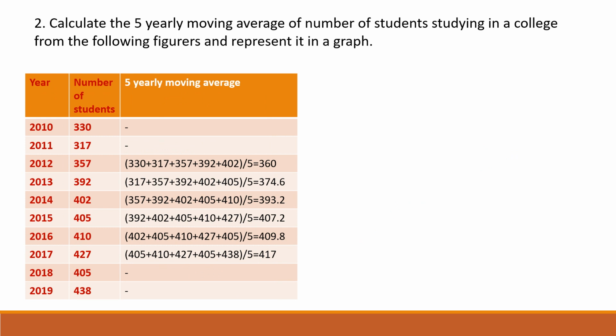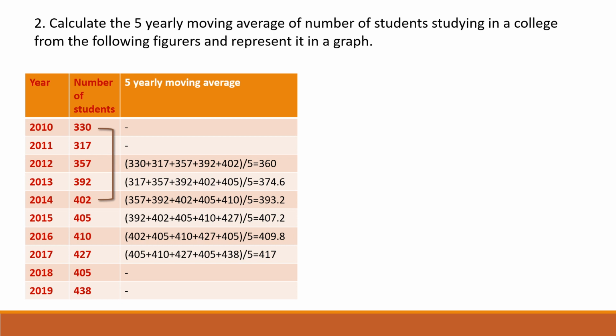Next problem is on the 5-yearly moving average of the number of students studying in a college, and we have to represent this data in the graph. So the question gives year and number of students, and we need to calculate the 5-yearly moving average. So while taking a 5-yearly moving average, first we have to take the first 5 years, that is from 2010 to 2014, and the middle year for those first 5 years is 2012. So the average has to be placed in front of 2012.